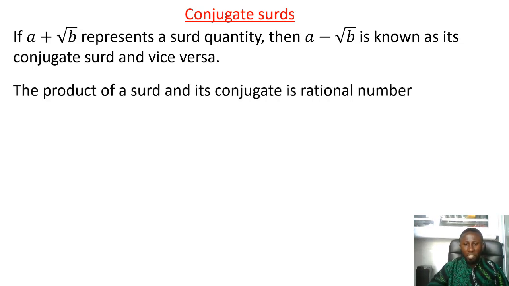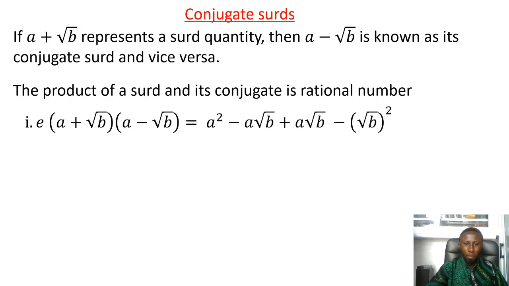The product of a surd and its conjugate is a rational number. So we make the denominator a rational number. That's what we are talking about. So that is A plus root B times A minus root B. So this is a conjugate. We are using A plus root B times A minus root B.